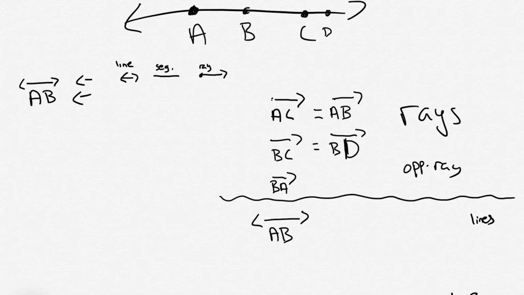Well, guess what? That's equal to AC. Well, guess what? That's equal to CD. They're all equal because they're all going on forever in any direction. So as long as we pick 2 points on this, it's the same line. So lines are pretty easy to name.